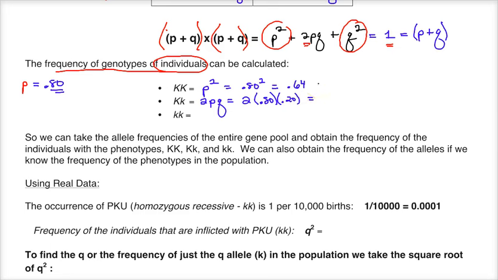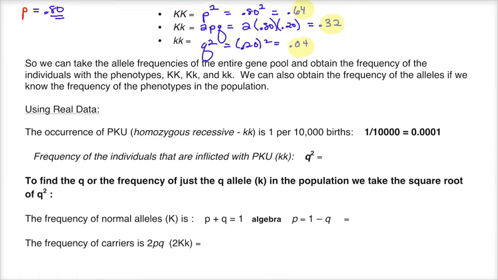Let's put that in our calculators. 2 times 0.80 times 0.20, and I get 0.32. And then the last one is q squared, which is 0.20 squared. That's 0.04. Notice when I add them up, they all equal 1. Interesting. Shouldn't they add up to 1? Yes, they do. Now, let's take some real data.